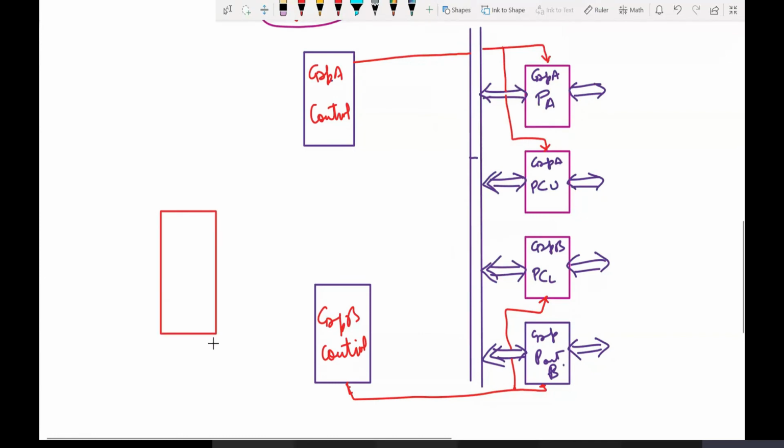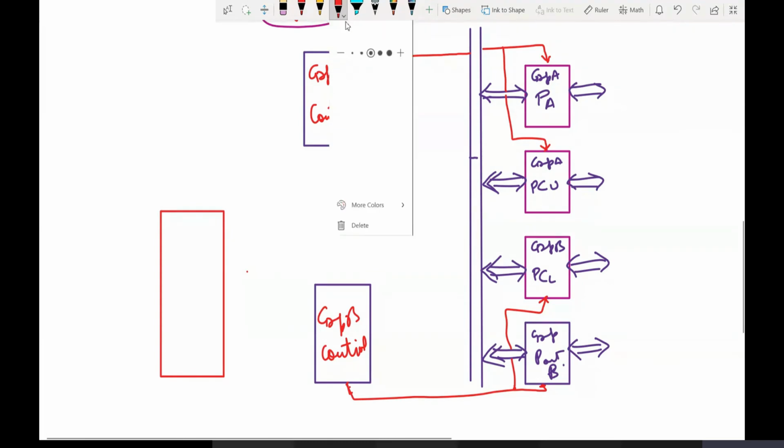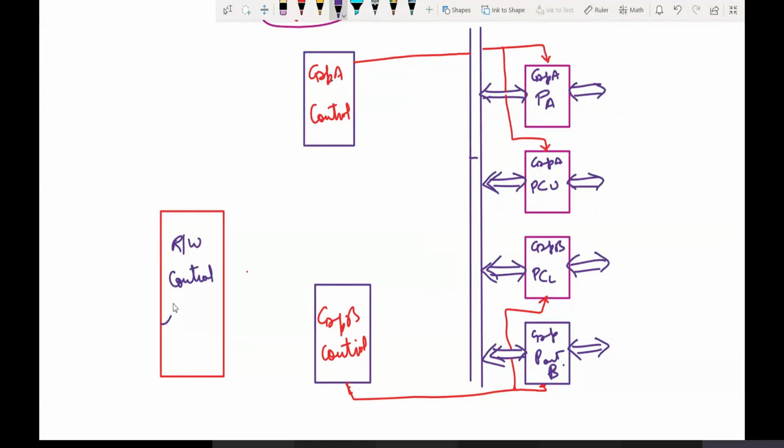Okay, now we need one more thing, something which controls everything overall. And what do we call that? We call that the control unit. Now, in the interfacing ICs, the control units are not plain control units, they are more than that. Like in 8255, it is called read write control logic.